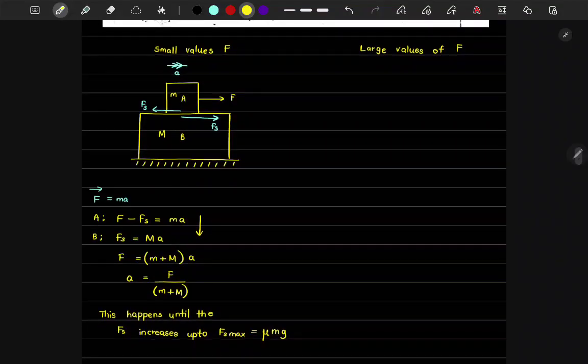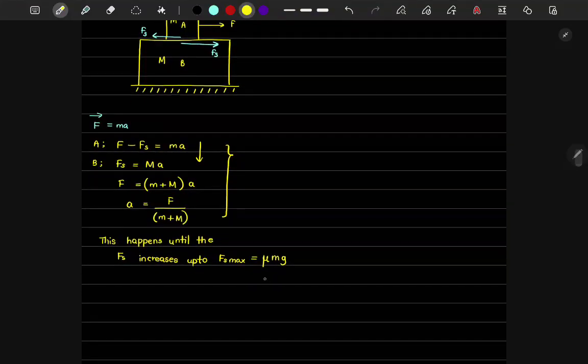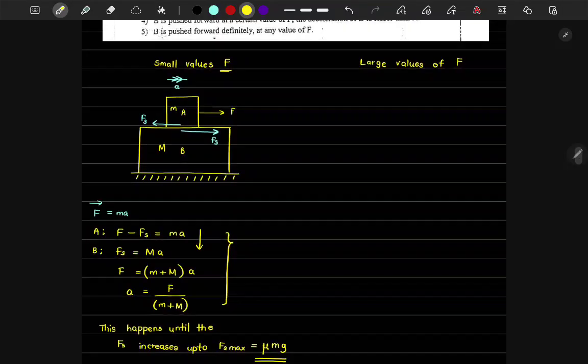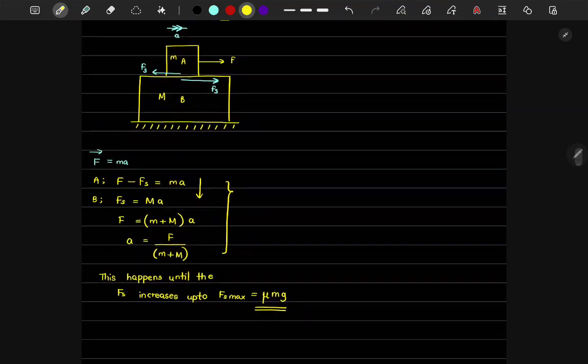So let's say that we are increasing capital F from 0. For small values of F, this would occur. Both will be moving together at the same acceleration until Fs reaches a certain value, which is mu mg. Up until this point, the friction will never be equal to F. It will be something which is less, where it enables the two blocks to move at the same acceleration. This happens until Fs increases up to Fs max, which is the maximum possible friction or the limiting friction.